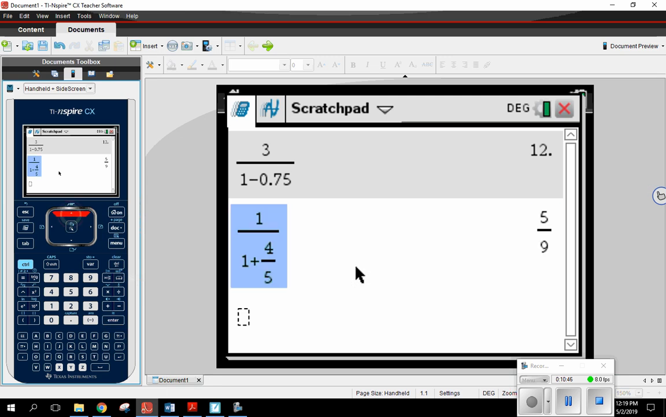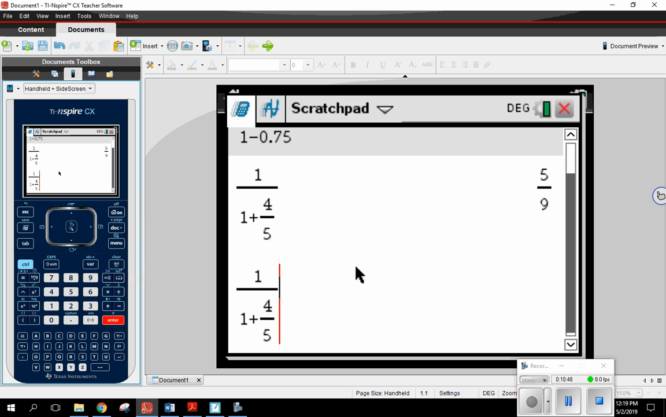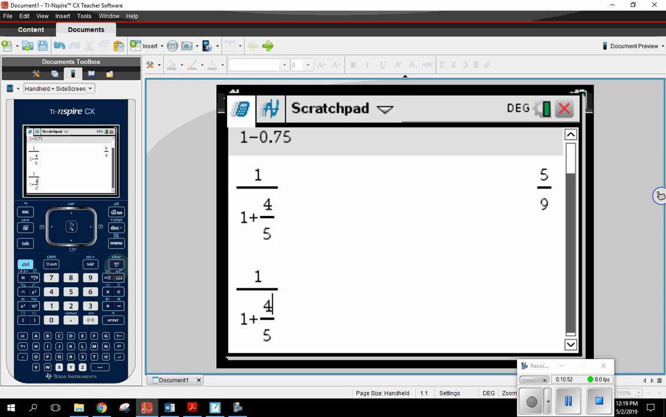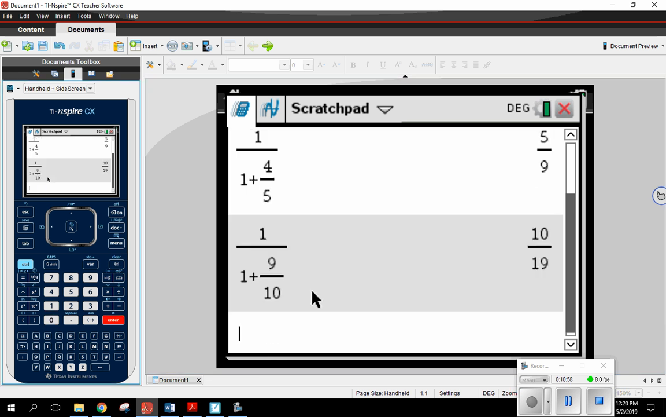So I'm going to go ahead and do this. Okay, someone's already given me an answer. So I'm going to go back and change this so I don't have to type the whole thing again. Change that to a 9, change that to a 10. Okay. And I'm getting 10/19.